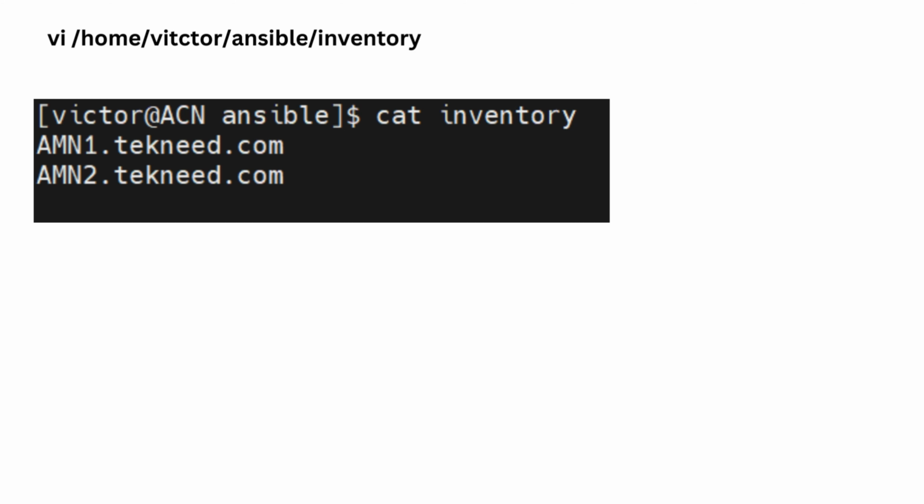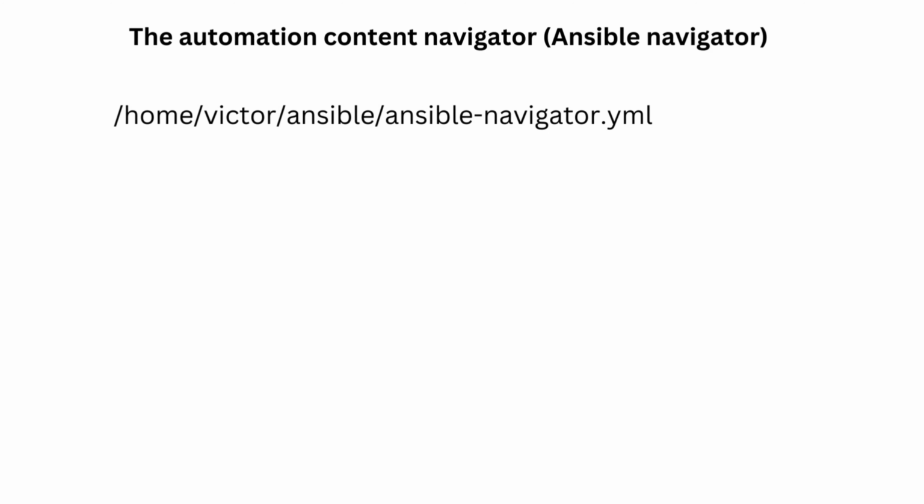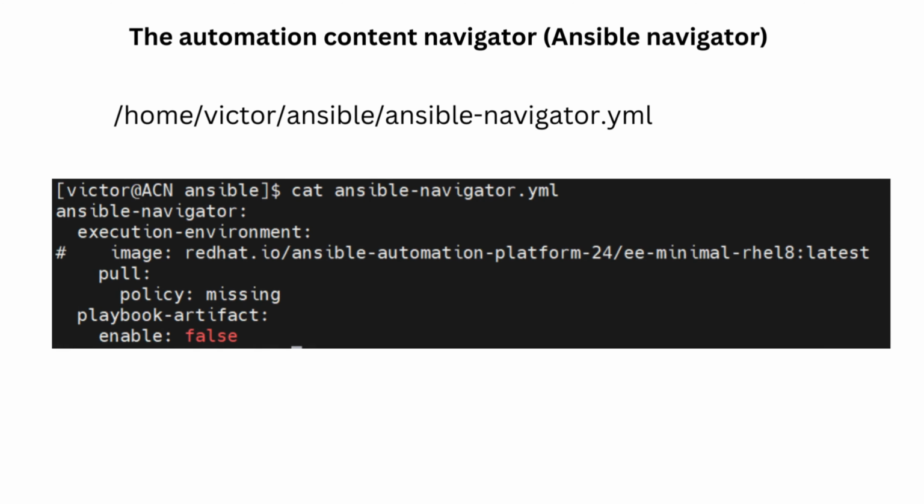So having configured the settings and behavior of Ansible, we can also configure the settings and behavior of the automation content navigator, also known as Ansible Navigator. So to configure the behavior of the Ansible Navigator command, we can also create a file in the YAML format in the location /home/victor/ansible/ansible-navigator.yml. And we can have these parameters.